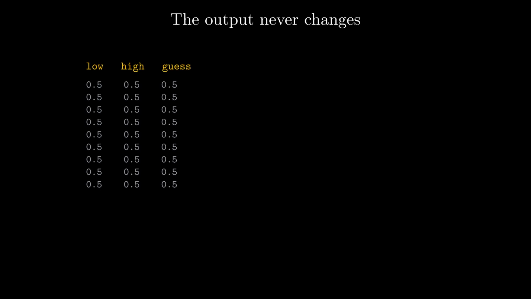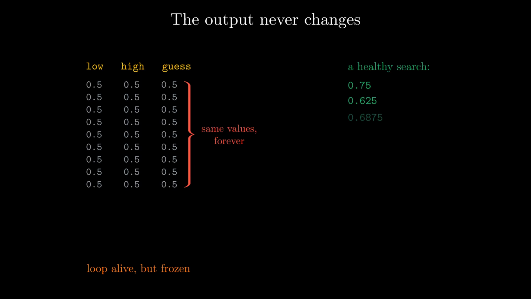And here is the tell. The output is the same three values, repeated over and over. Low, high, and the guess never change. The loop is alive, executing every line, but it is frozen in place. A normal search would show the numbers tightening towards the answer. This one is stuck, reassigning the very same guess to itself, pass after pass.